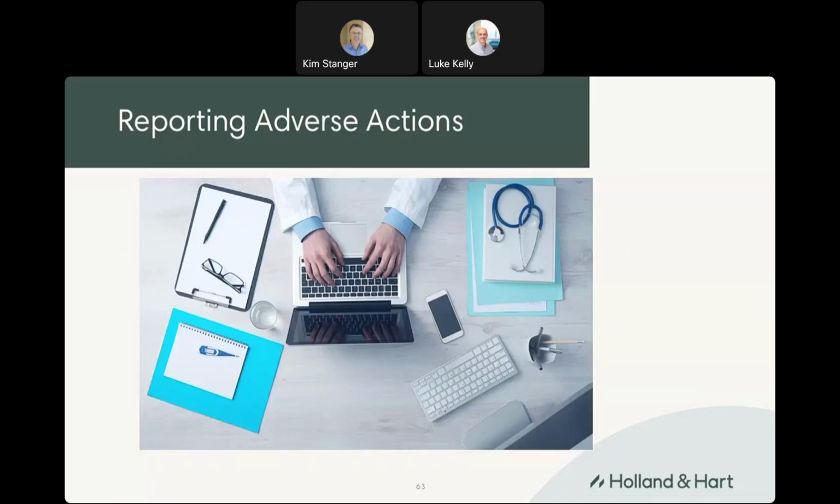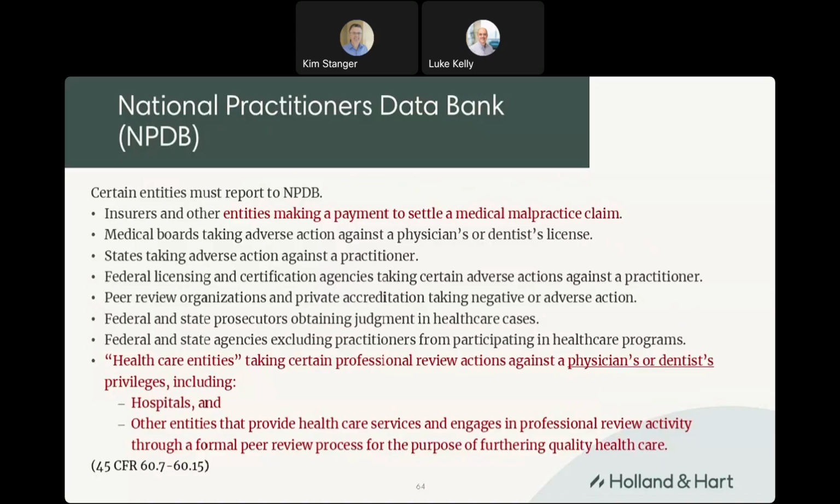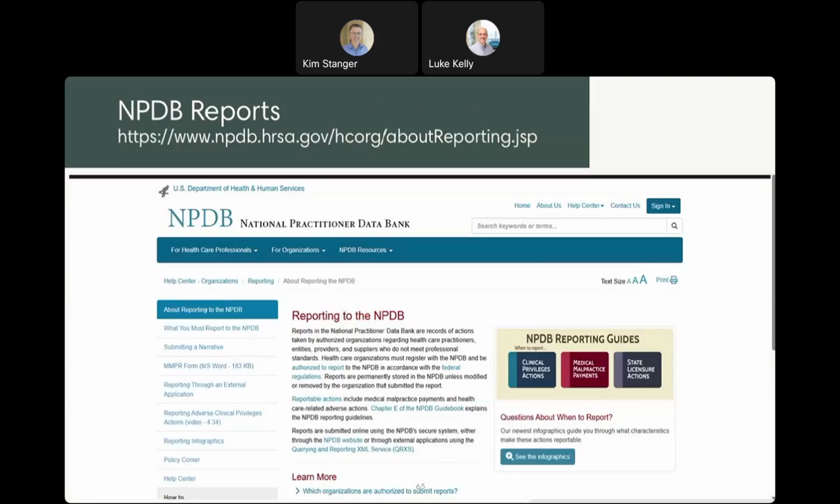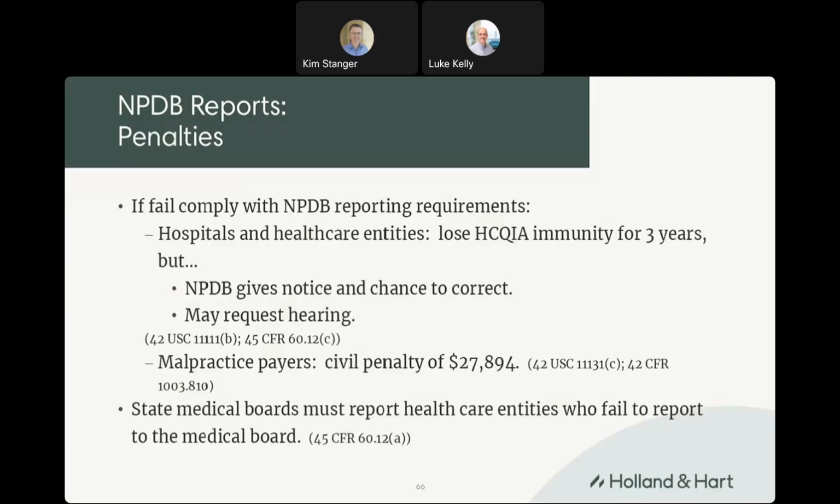All right. Let's say you've gone through that process now and you've got an adverse action. What do you need to do? Well, the NPDB, the National Practitioner Data Bank, and HCQIA require that certain entities must report certain types of actions to the NPDB, including, for purposes of today, the most relevant one, healthcare entities, including hospitals. If you're taking certain professional review action against a physician's or dentist's privileges, then you've got to report to the NPDB. You do that by going to this website, and you can enter the report. If you fail to do that, then for hospitals and healthcare entities, you can lose HCQIA immunity for up to 3 years. That's your penalty.